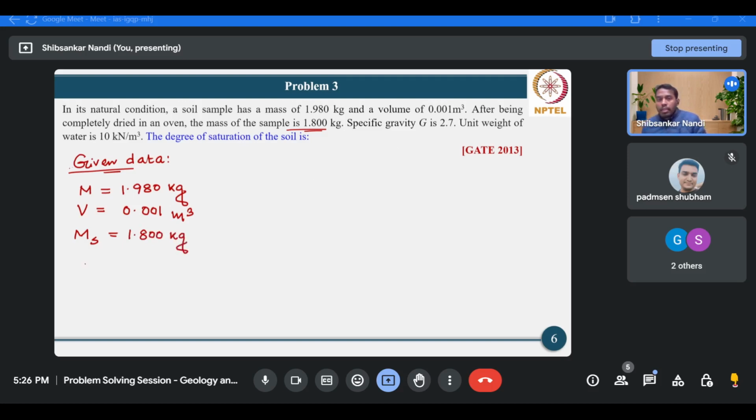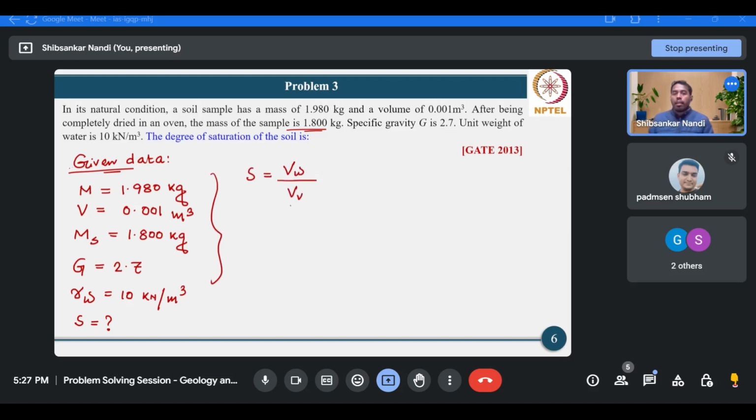and in addition to this information, the G value, that is the specific gravity of soil solids, is given as 2.7 and unit weight of water gamma W is given as 10 kilonewton per meter cube. So you have to determine the degree of saturation, that is VW by VV. So this is the definition of degree of saturation. Okay. So S is nothing but VW by VV.